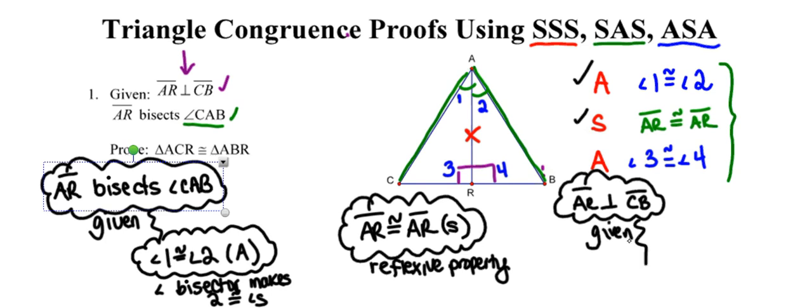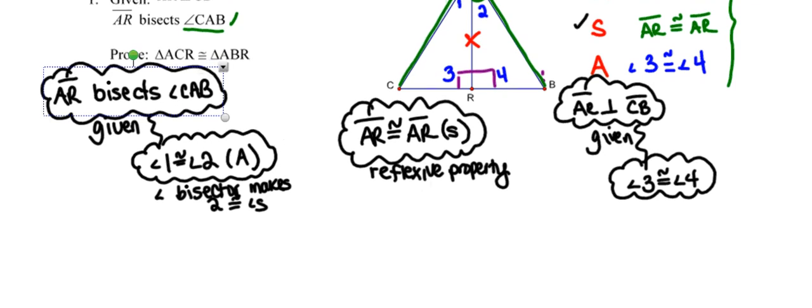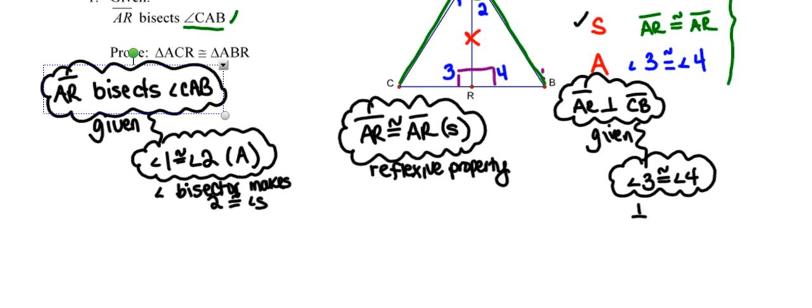And anytime you have perpendicular lines, they form congruent right angles. So I'm going to go ahead and say angle 3 is congruent to angle 4. And as for a reason why those two are congruent, well, my perpendicular lines make those congruent right angles. And that's the second pair of congruent angles, so I'm going to put a little A in parentheses there.